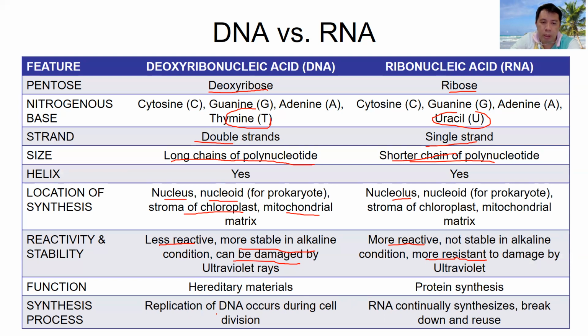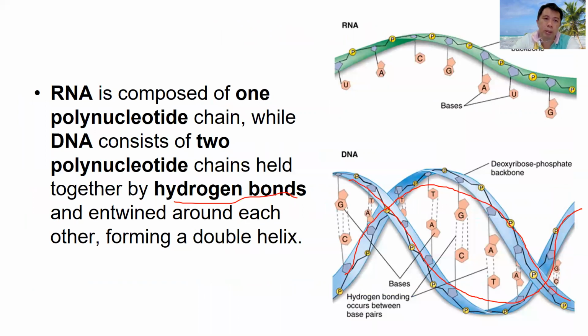The replication of DNA, that means the synthesis of DNA, occurs during cell division, by mitosis. Meiosis also occurs, to produce additional DNA strands. And RNAs are continuously synthesized, broken down and reused, when they want to synthesize proteins; they are very active in protein synthesis or hormone synthesis.